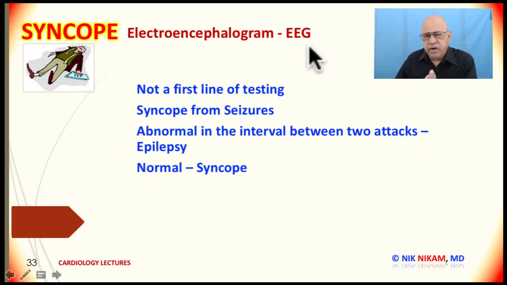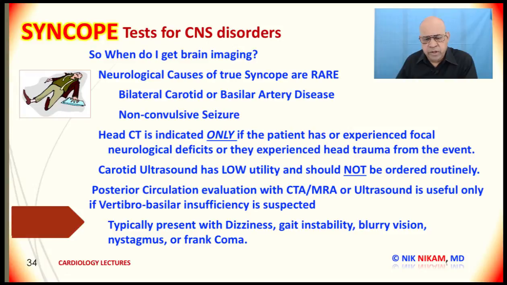EEG. Because the neurological causes are so rare in terms of causing syncope, EEG may be able to help us in differentiating between true syncope and seizure disorder. That's the only time an EEG will be helpful. Okay, now central nervous system disorders. A number of central nervous system disorders can cause syncope. A cerebrovascular accident can result in syncope.